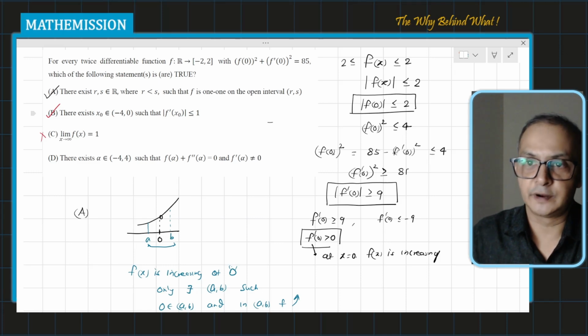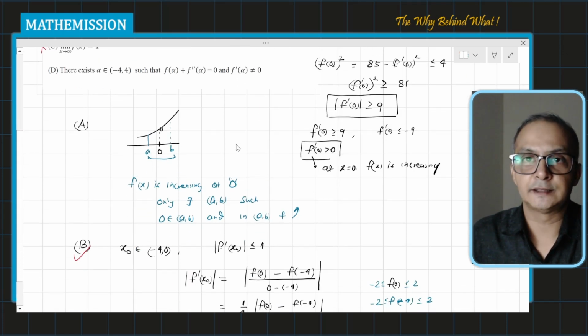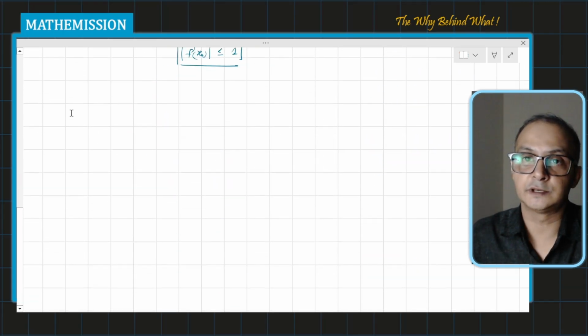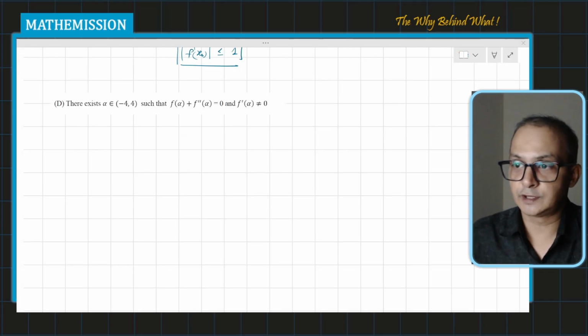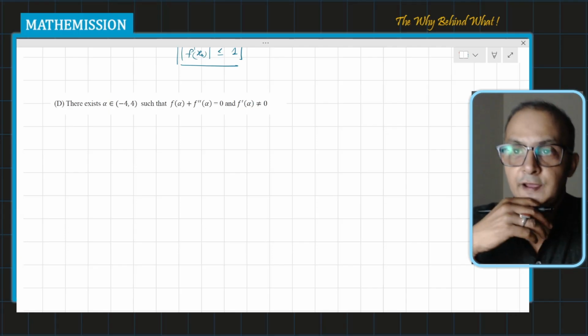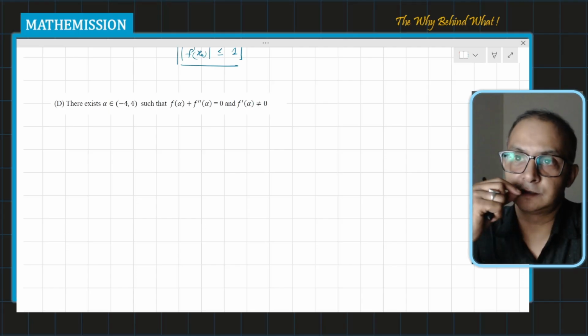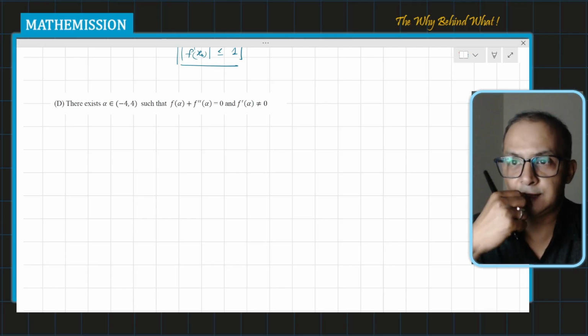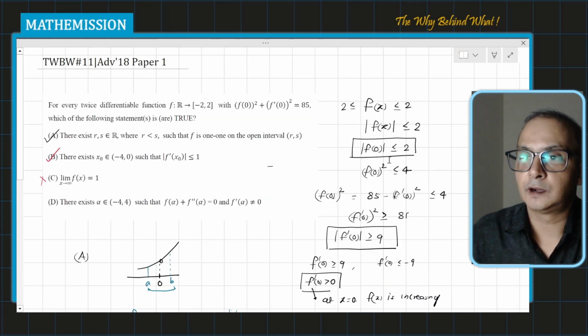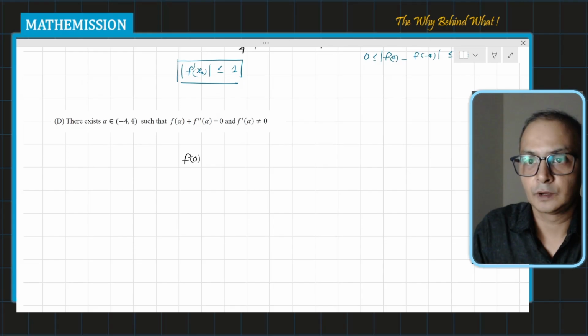Now we go to the option number D. So option number D, they're asking that there exists, let me just copy this option down. So in this option what they're asking is that there exists alpha belongs to negative 4 to 4 such that f alpha plus f double dash alpha is equal to 0 provided f dash alpha not equal to 0. So I have this situation. You notice that f0 they have given, f0 squared plus f dash 0 squared is equal to 85.